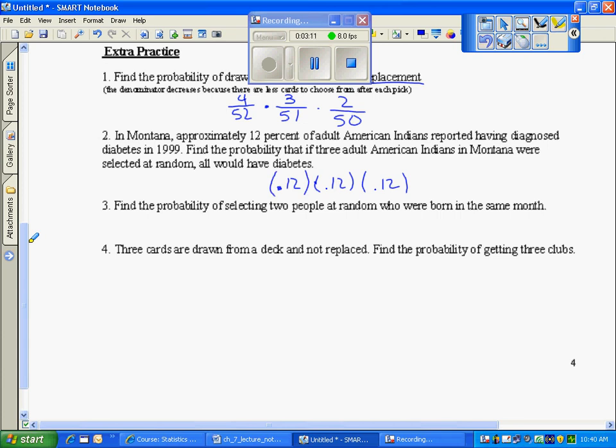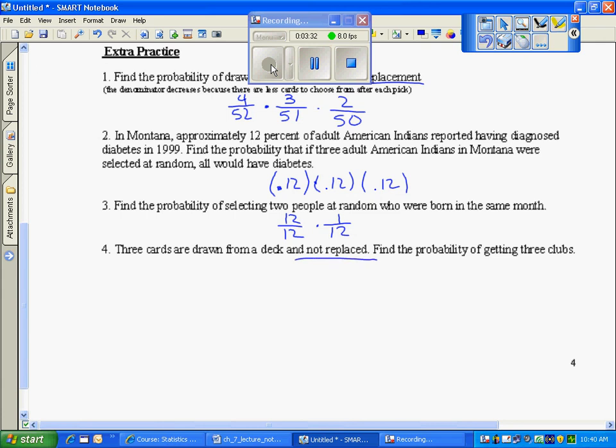Find the probability of selecting 2 people at random who were born in the same month. The person that I select first, I could really care less what month they were born in, but my second person must match that month, and there's only one of the 12 months that matches, and so again, that would be my probability. Draw 3 cards, not replaced.